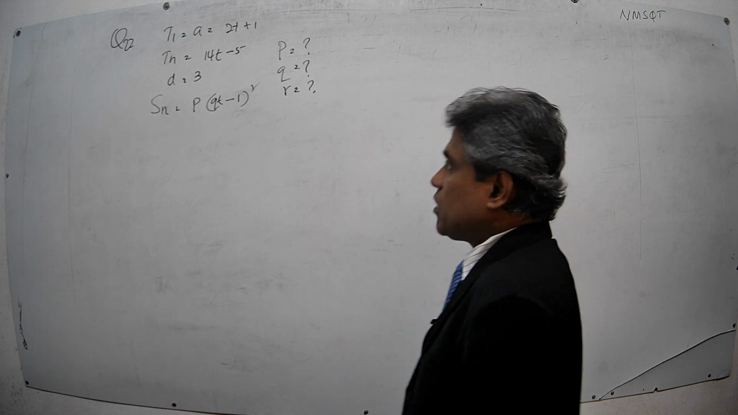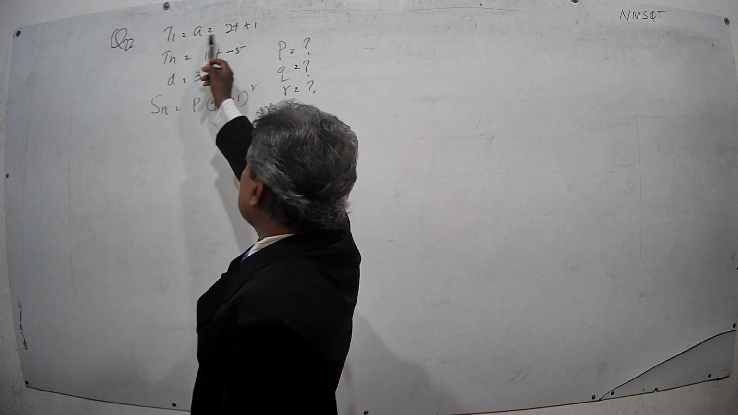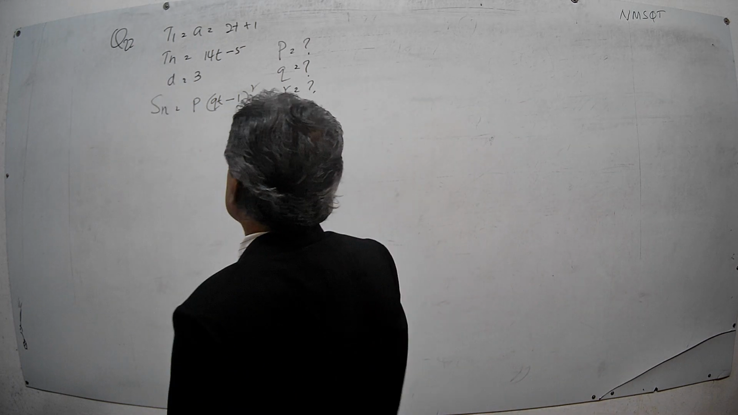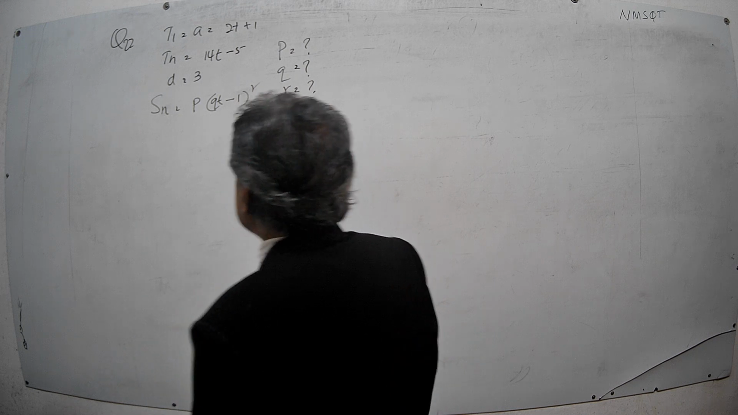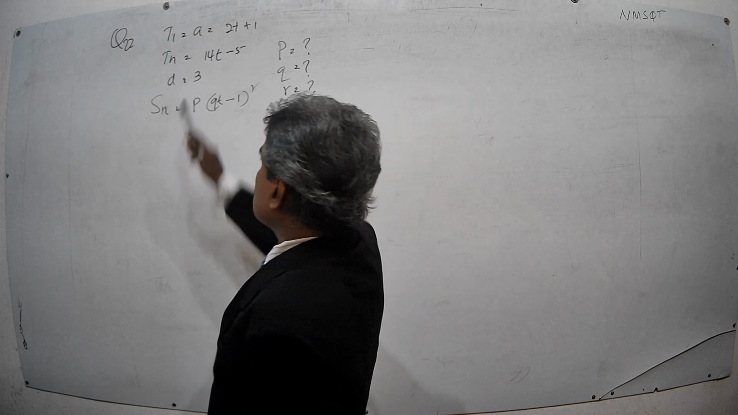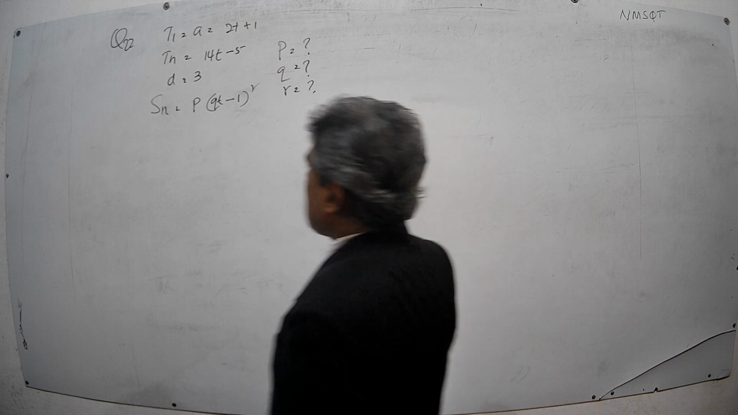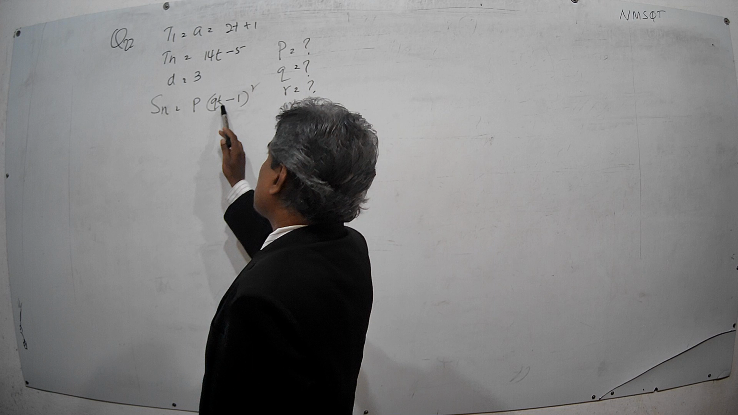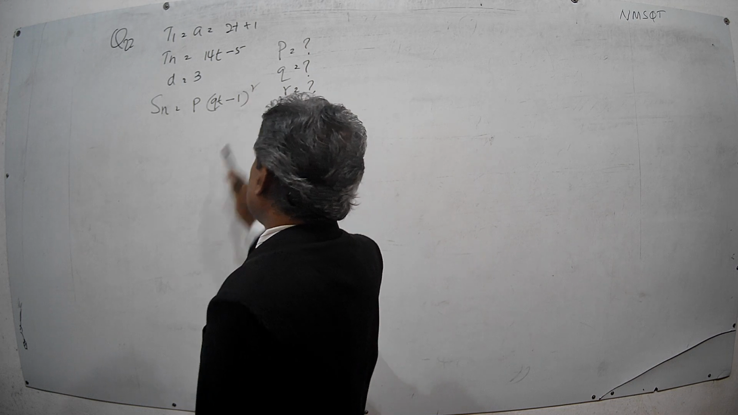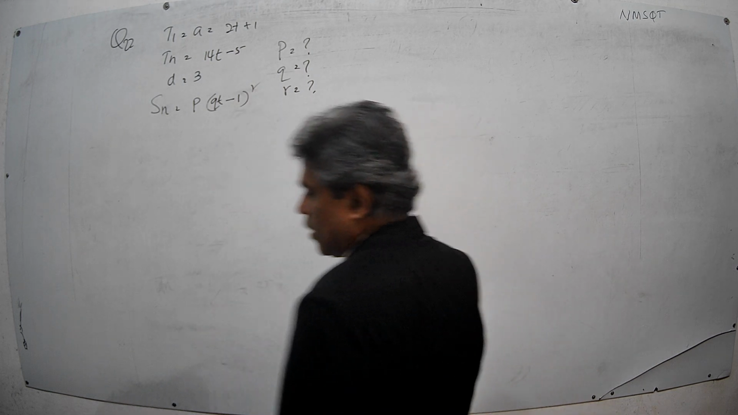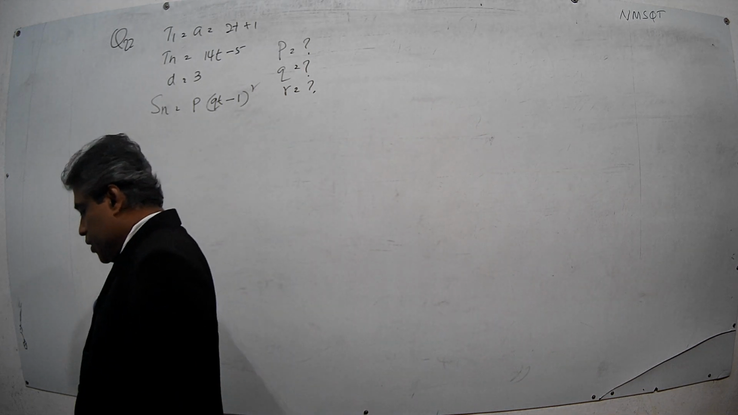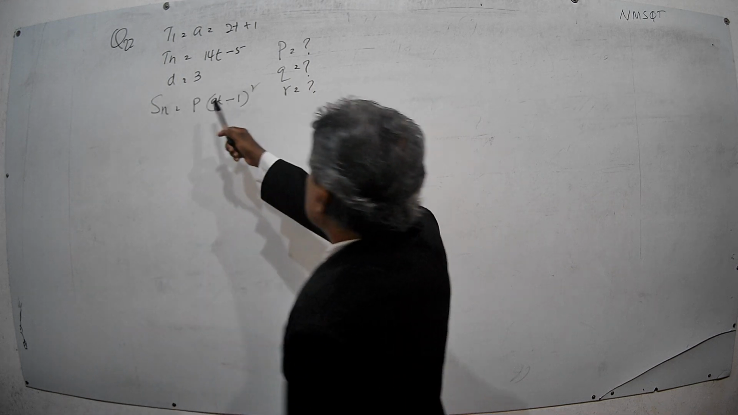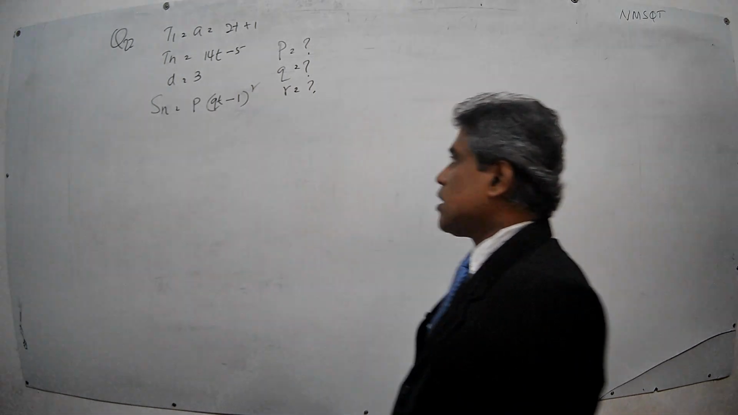Okay, now we'll see. Here's the question. They say first term, that is T naught, equals 2t plus 1, and the nth term Tn equals 14t minus 5. Then common difference equals 3. Then sum of first n terms equals p within brackets qt minus 1 and close brackets, to the power r, where they say p, q, and r are integers.